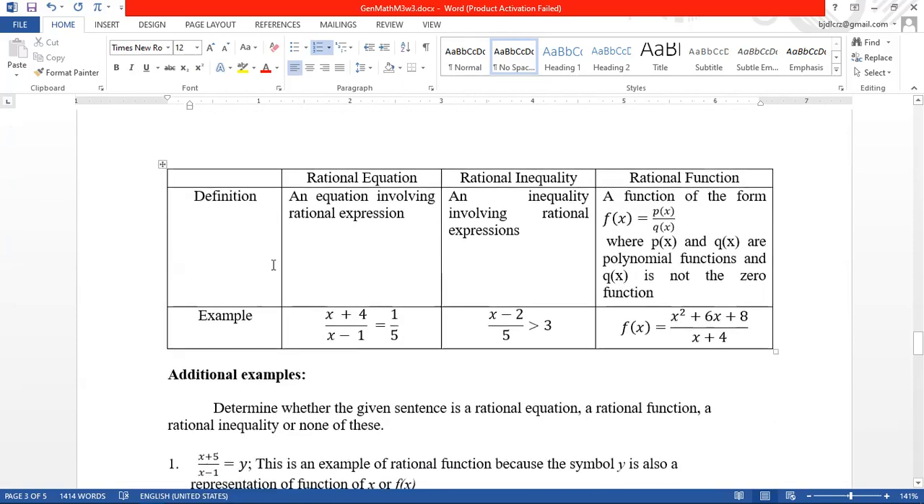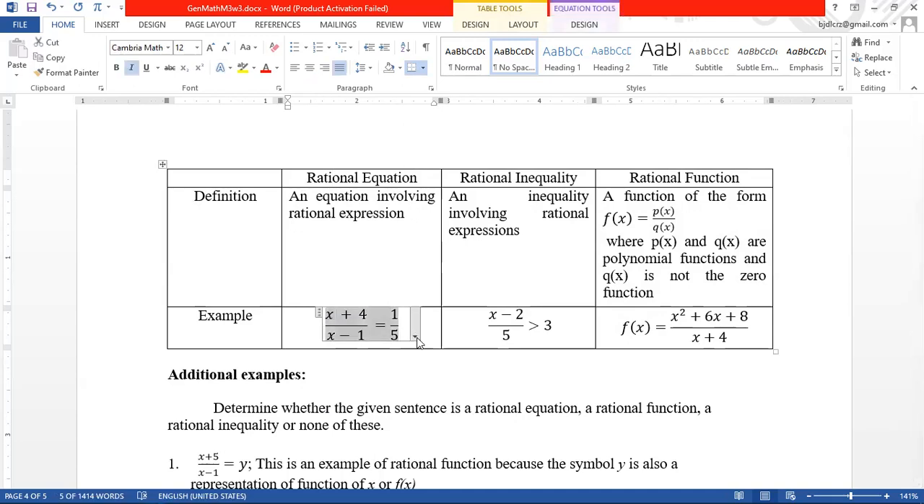Okay, next is this one. So what is a rational equation? So the definition is it is an equation involving rational expression. So for example, is this one x plus 4 over x minus 1 is equal to 1 over 5. So equation man siya. So that's why equation ang iyahang itsura. Di ba? Equation, good.